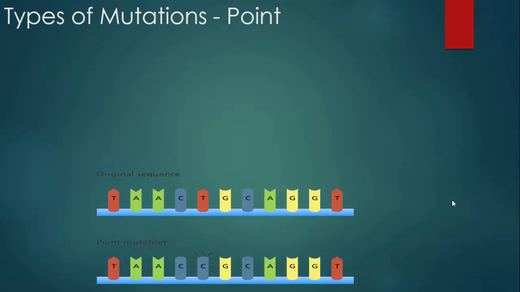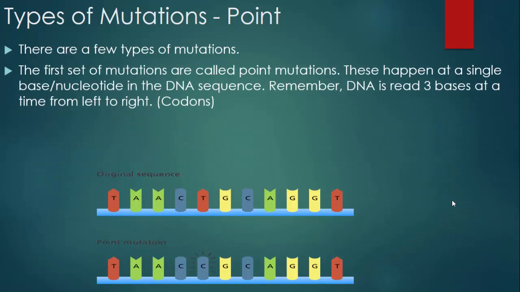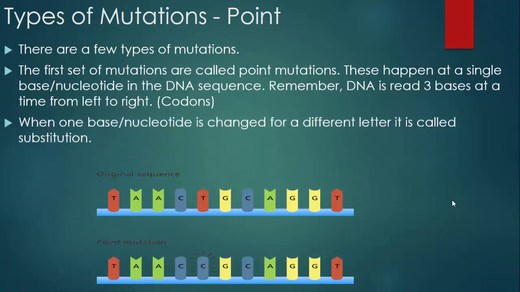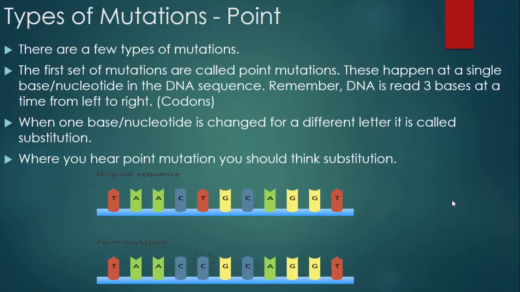So there are types of mutations, and the first one we're going to start with is a point mutation. Now, there are a few types. The first set of mutations are called point mutations. These happen at a single base or nucleotide or a single point in the DNA sequence. Remember, DNA is read 3 bases at a time from left to right, and we call those 3 bases codons. When one base or nucleotide is changed for a different letter, we call it substitution. When you hear point mutation, you should think of the term substitution.